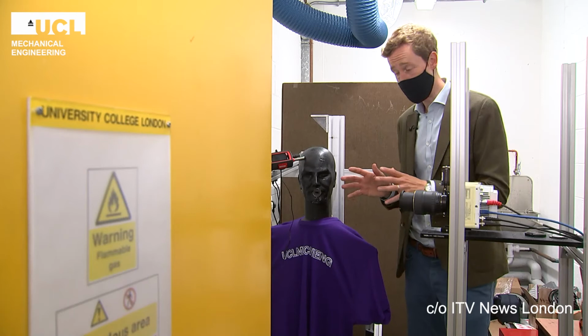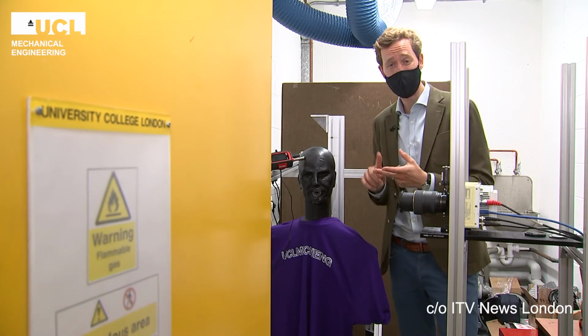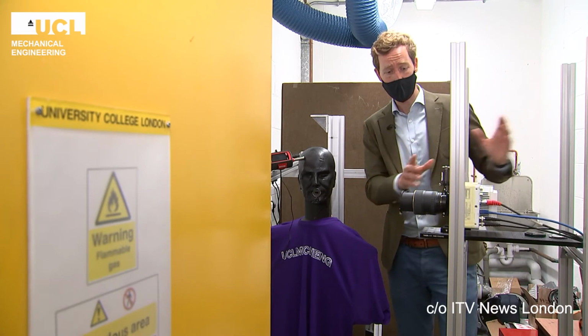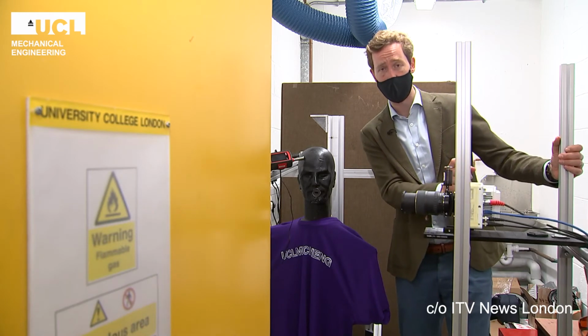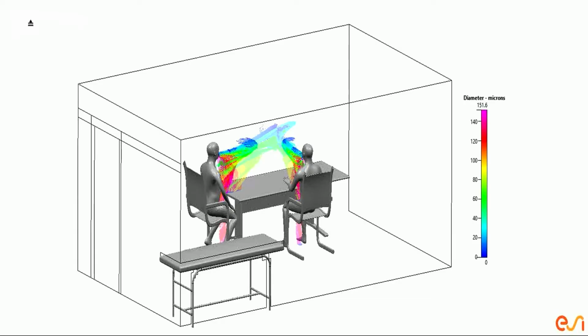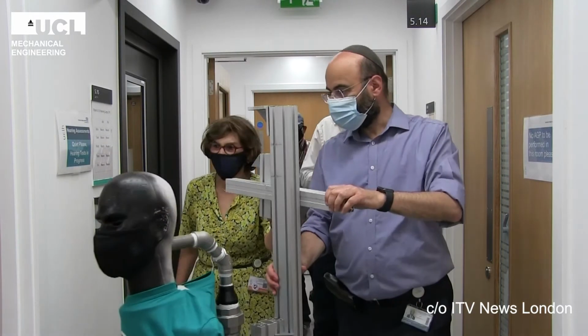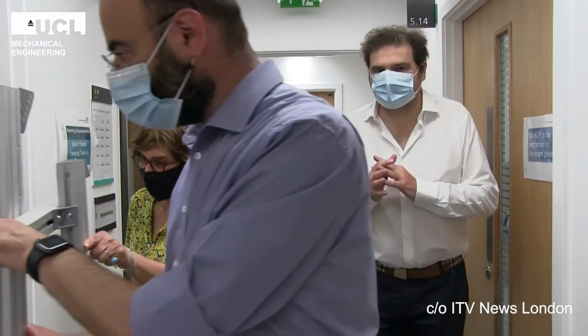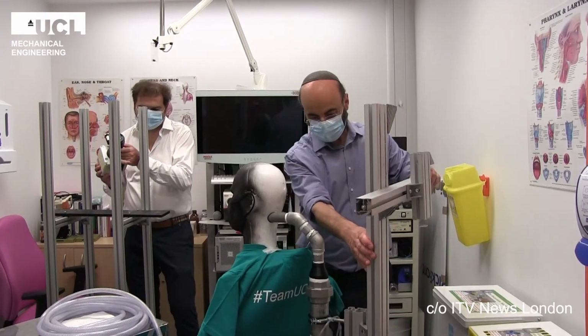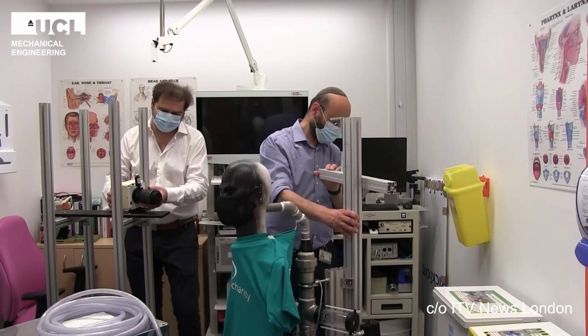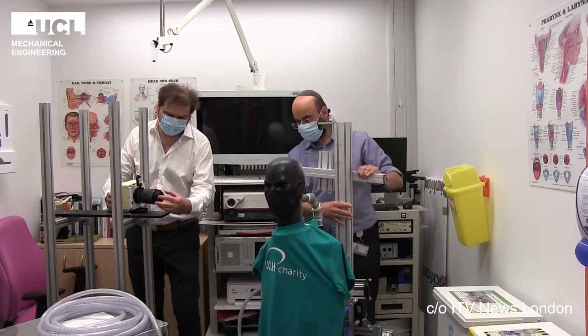The real beauty of this system is it's controllable, it's measurable, and it's portable. And because you can move the camera anywhere in whichever room you're in, you can also see exactly where the particles are going. This afternoon, in a world first, the android has been taken to University College Hospital. In the future, they could map out other shared spaces too, like theatres and public transport.